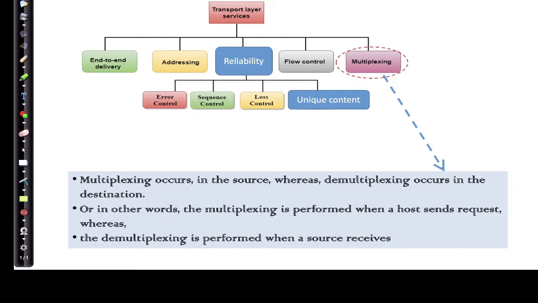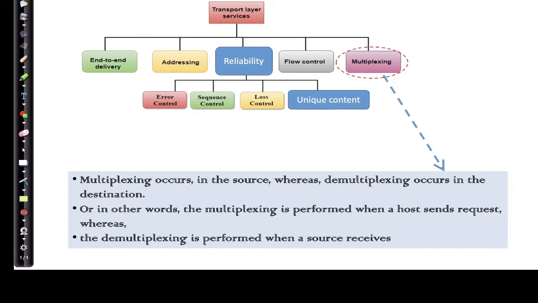Multiplexing occurs at the source, whereas demultiplexing occurs at the destination. In other words, multiplexing is performed when a host sends a request, whereas demultiplexing is performed when a source receives the reply.